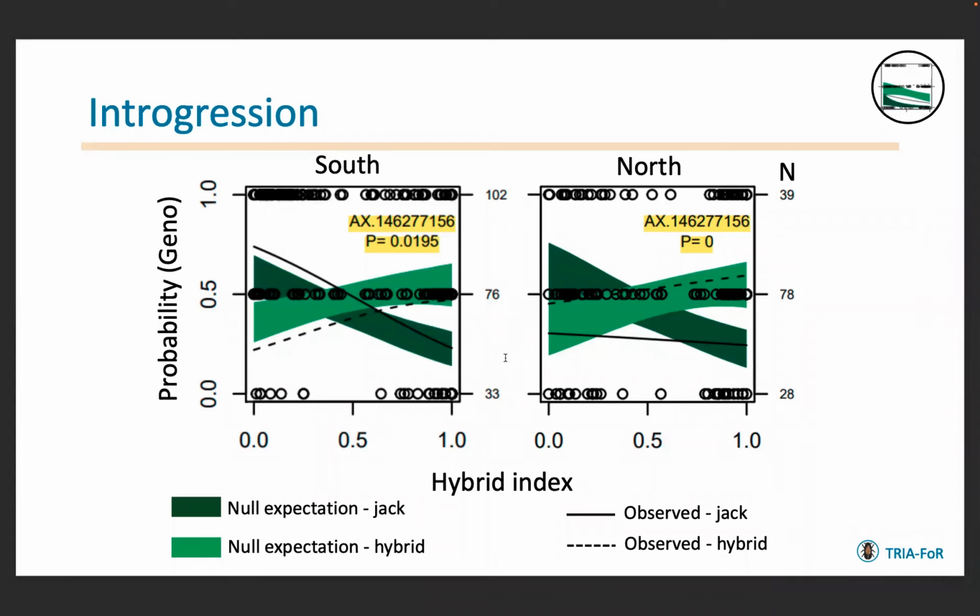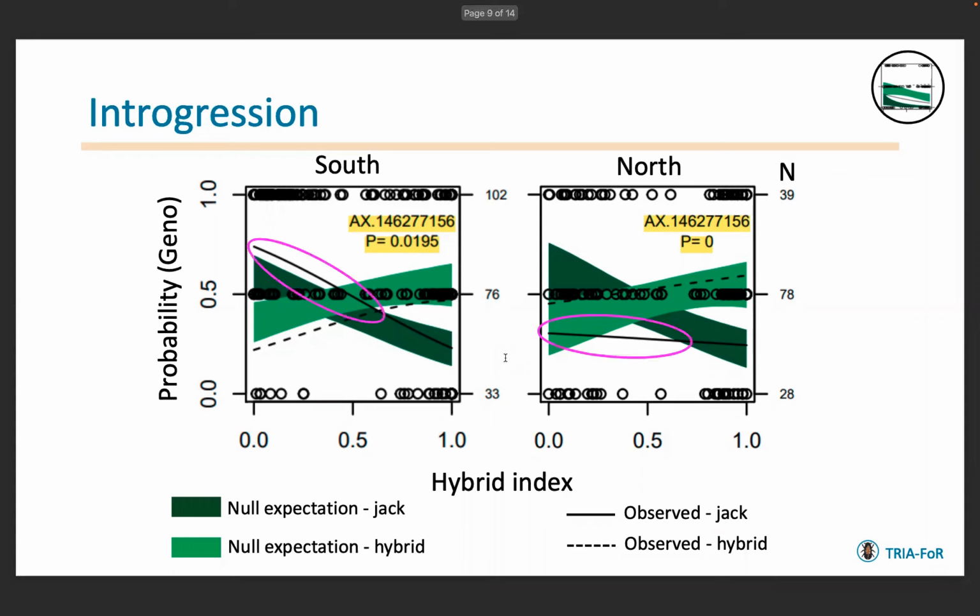And in the light green color block is the null expectation for a heterozygote genotype. And the solid line is our actual observations. And so when that deviates from that solid green, it tells us there's something different going on here, that it's not neutral. And the dotted line is our neutral expectations for our hybrid genotypes.